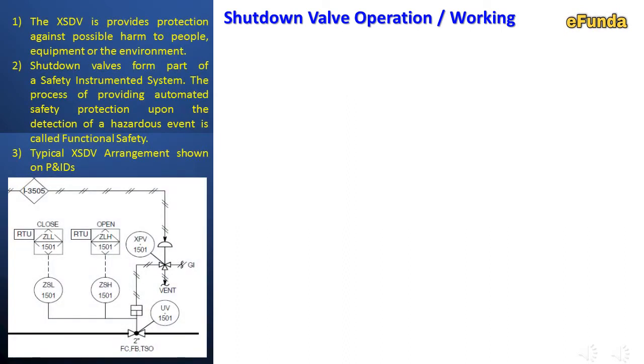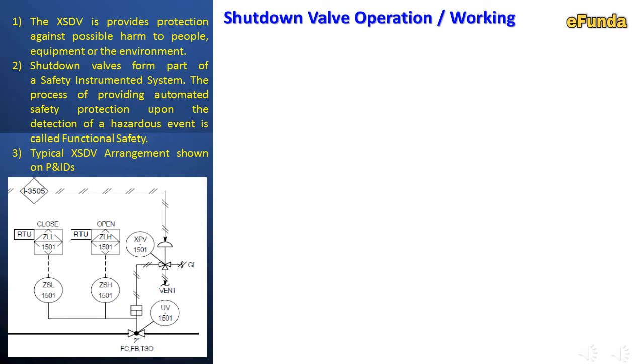Shutdown valve operation and working. The XSDV provides protection against possible harm to people, equipment or environment. Shutdown valves form part of a safety instrumented system. The process of providing automated safety protection upon detection of a hazardous event is called functional safety.